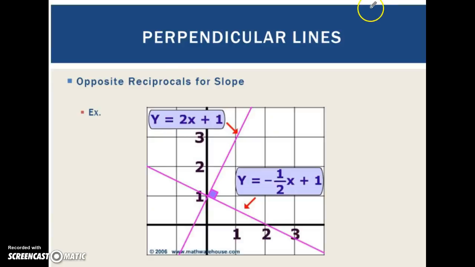Perpendicular lines, when comparing their slope, they are opposite reciprocals of each other. So comparing these two equations, y equals 2x plus 1 and y equals negative 1/2 x plus 1, their two slopes are opposites, so one is positive and one is negative, and they are reciprocals of each other. So 2 is the reciprocal of 1/2. So perpendicular lines cross to form 90-degree angles, and they intersect at the one spot, and their slopes are opposite reciprocals of each other.